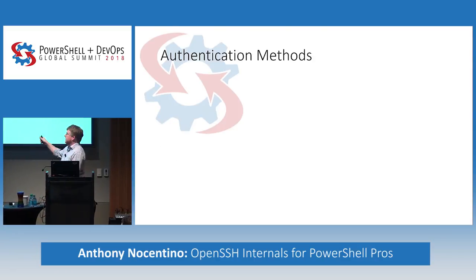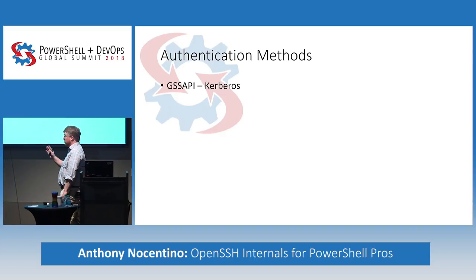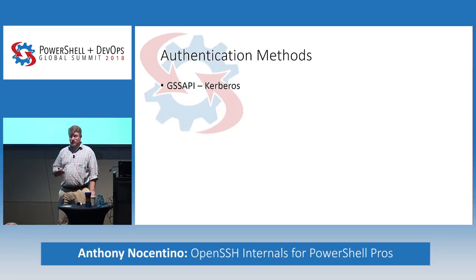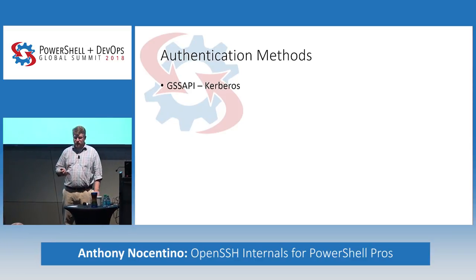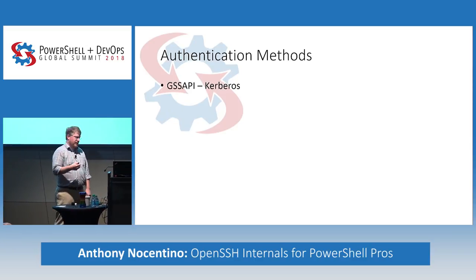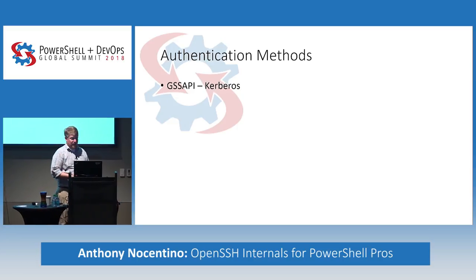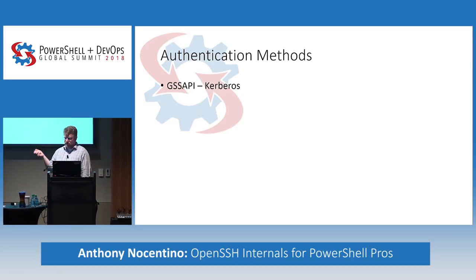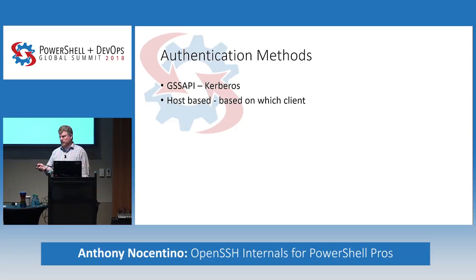So authentication methods. GSS API, Generic Security Services API, Kerberos, not the Kerberos that you're thinking of when it comes to AD authentication. This is the actual daemon itself doing authentication for users and the service, right? So we're going to skip over that, or not skip over that, we're going to talk about how we would do AD auth in a little bit.